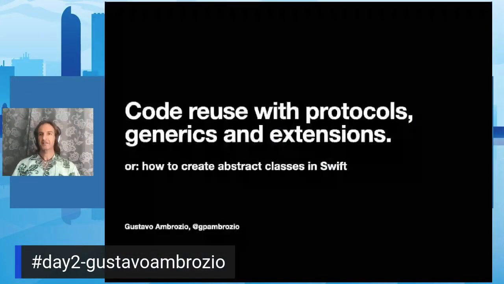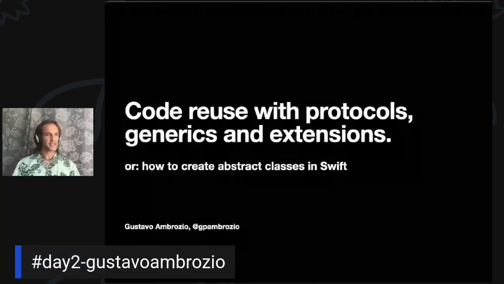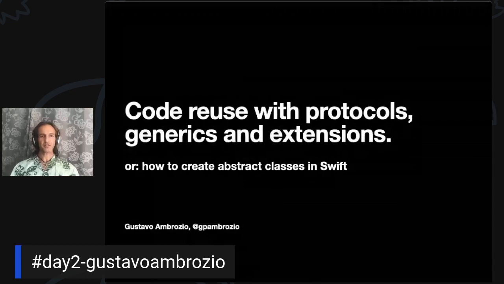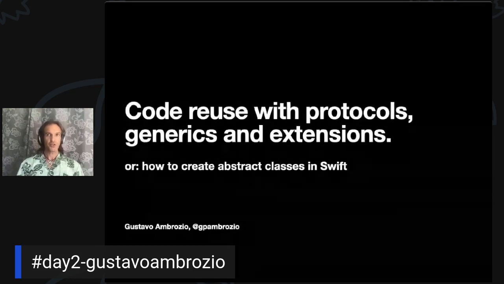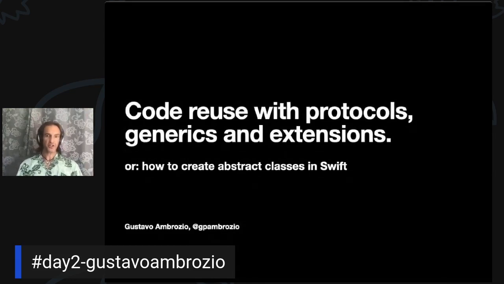All right. Thank you. Good morning, good afternoon, good evening, wherever you are. It's morning for me here. Well, today we're going to talk about my title of the talk, which was Code Reuse with Protocols, Generics, and Extensions. The subtitle was a little bit different, but I realized while preparing for this talk that what I was doing was actually a way to create abstract classes in Swift. So then I changed my subtitle and the talk a little bit.